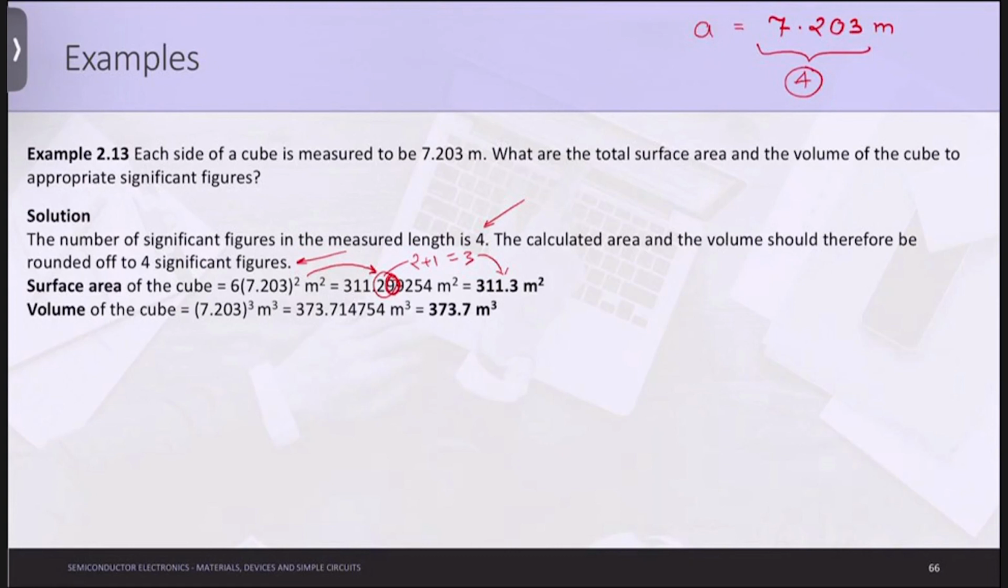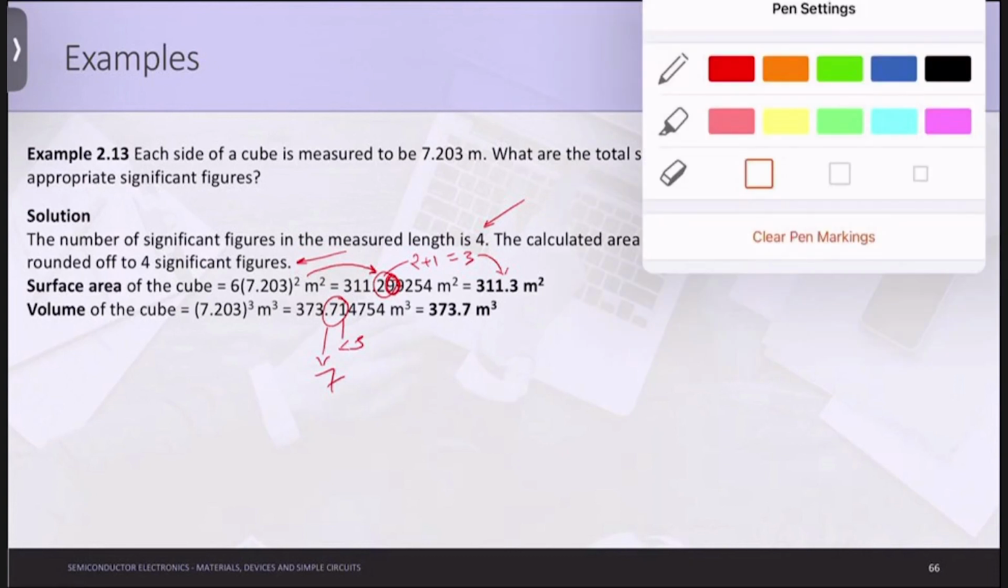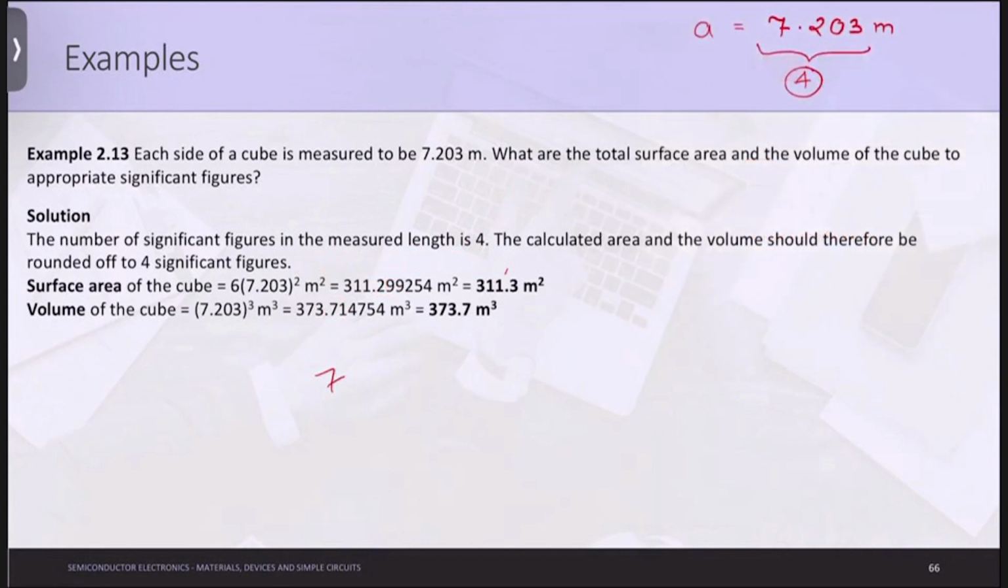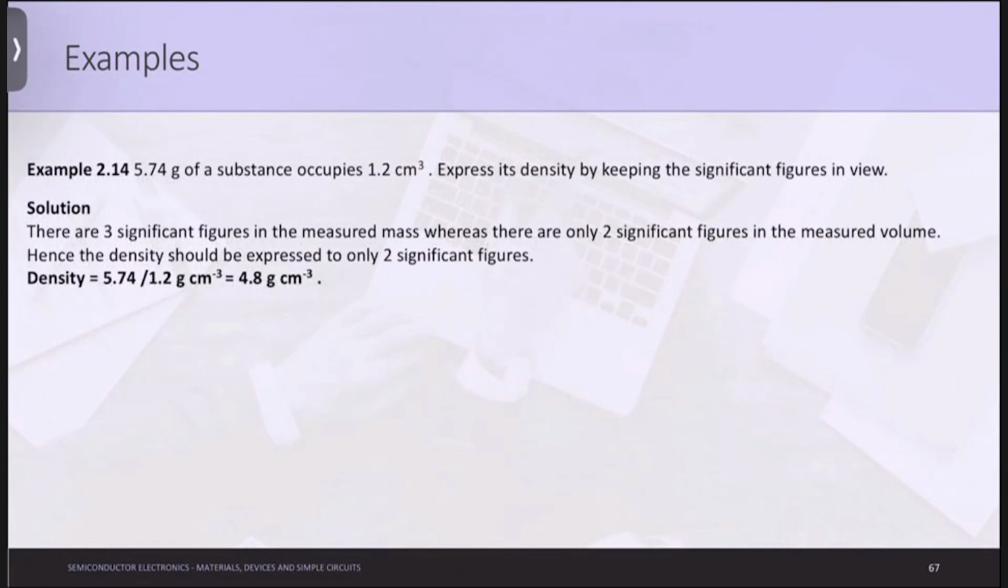Similarly, for this case also 373.714. Again, only 4 significant digits are involved here. Therefore, we will write 373.71 as it is 71 here, and the next digit is less than 5. Therefore, 71 remains. So that is the thing we involved here, and hence the answer is 311.3 meter square and 373.7 meter cube. Okay. Let's move on then.